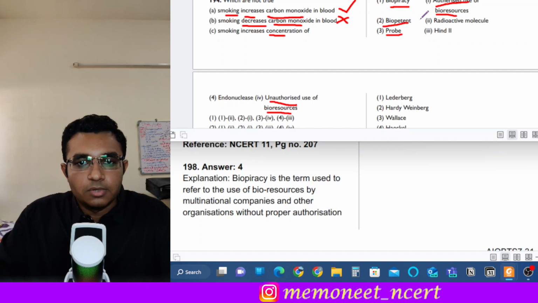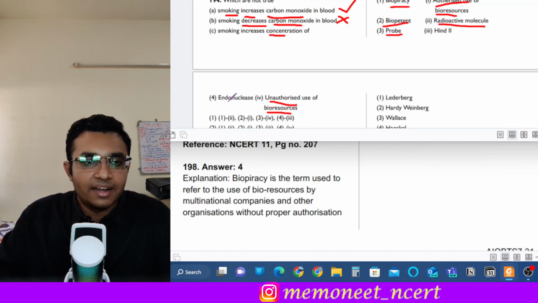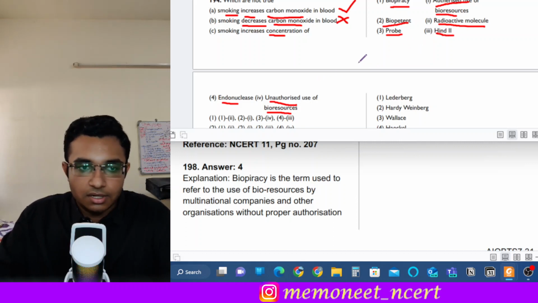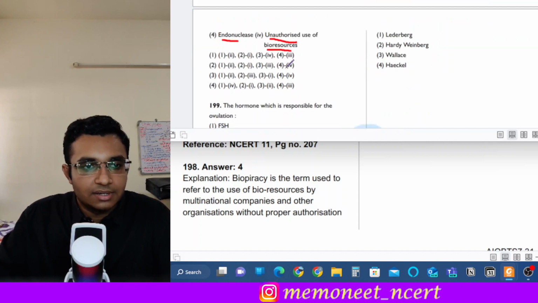Next is probe. So probe is a radioactive molecule. So 3 goes with 2. And fourth is endonuclease. So endonuclease, example of it is Hind2. Okay, it is a restriction endonuclease. So here the correct answer is option 4.